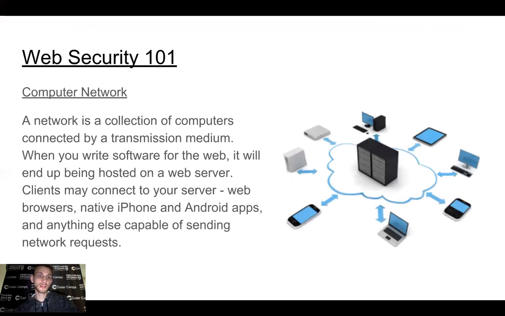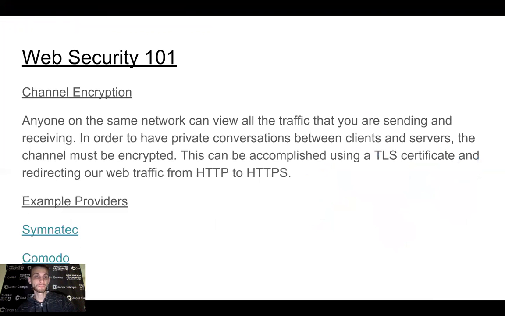Let's start with defining what a computer network is. A computer network is a collection of computers connected by a transmission medium. When you write software for the web, it will end up being hosted on a web server. Clients then may connect to your server via web browsers, native iPhone and Android apps, and anything else capable of sending network requests. While this is a great thing, it connects the world together, it also opens up a back door for hackers.